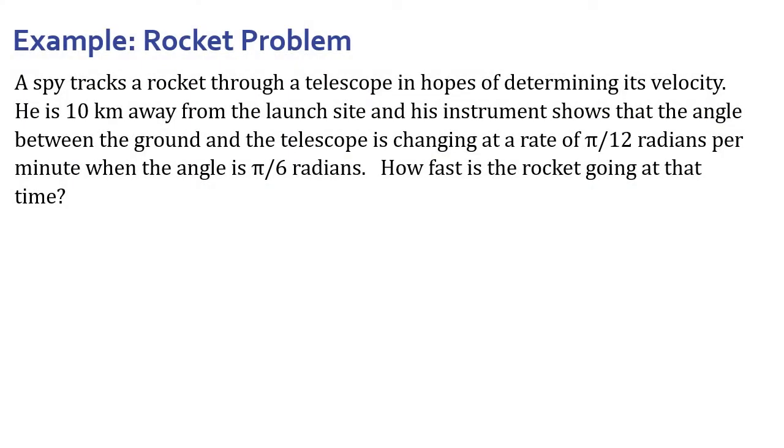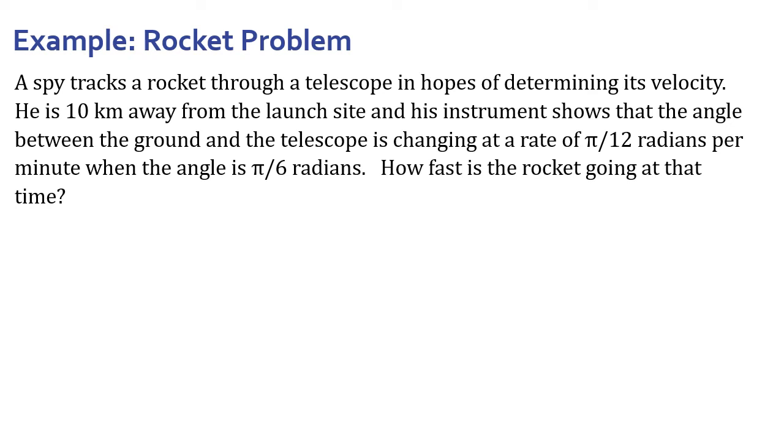All right, let's look at a rocket problem. A spy tracks a rocket through a telescope in hopes of determining its velocity. He is 10 kilometers away from the launch site, and his instrument shows that the angle between the ground and the telescope is changing at a rate of pi over 12 radians per minute when the angle is pi over 6 radians. How fast is the rocket going at that time?